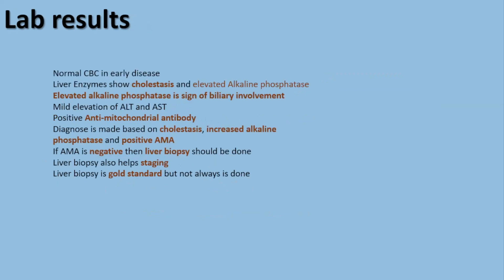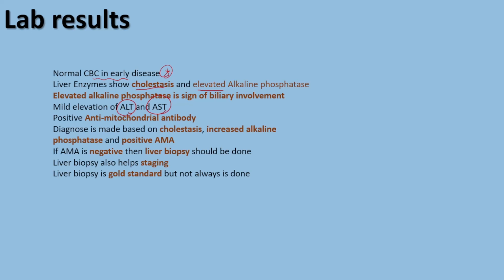So what are the lab results in case of primary biliary cirrhosis? Note that in early course of the disease, the CBC can be normal. So you are not expected to see any clinical manifestation or lab results when we are in early course of the disease. But when the disease starts to manifest itself, it manifests itself as cholestasis. So you will see elevated alkaline phosphatase. This is usually the sign that the biliary tree is involved in the disease. You will see mild elevation in ALT and AST.